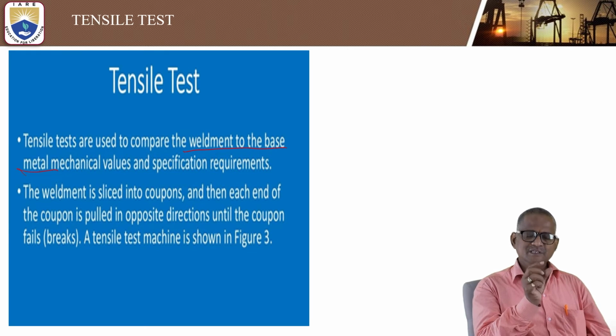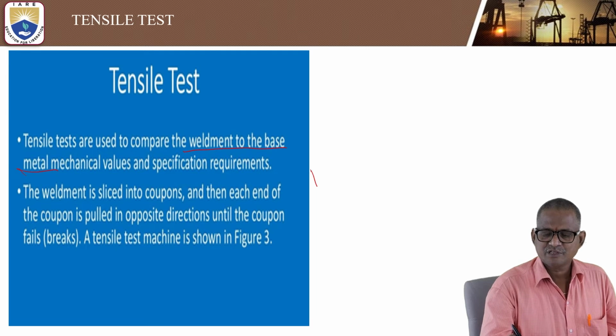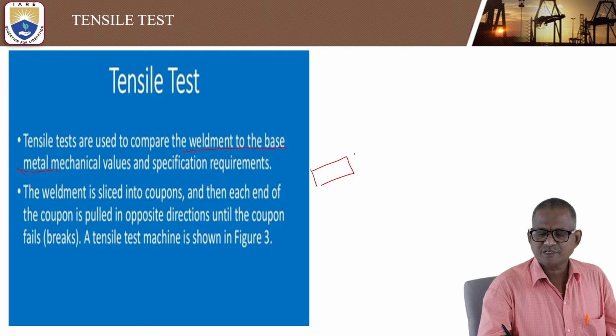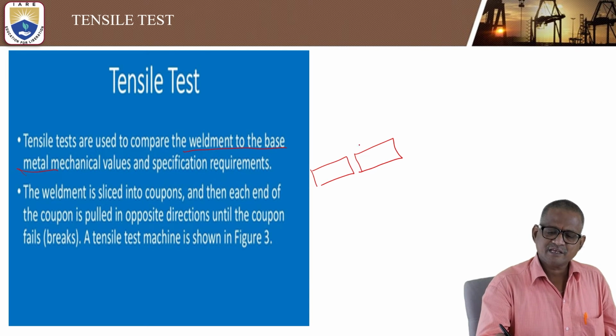So weldment means like this. I hope all the students know there is a workpiece, two pieces, either similar or dissimilar metals, where it can be performed.